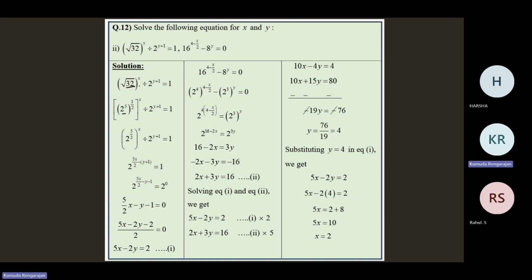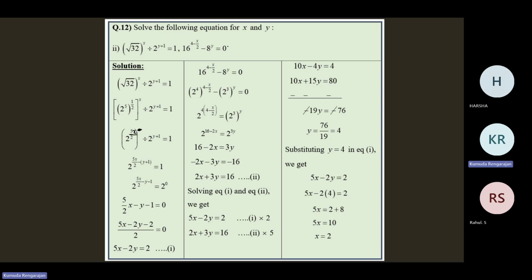Okay, so 2 to the power 5 to the power 1 by 2. And then there's already this x here. So to the power x divided by this one is equal to 1. Now when you multiply, you get 5 into 1 by 2 is 5 by 2. So now bases are same. You can also write this directly as 5x by 2.